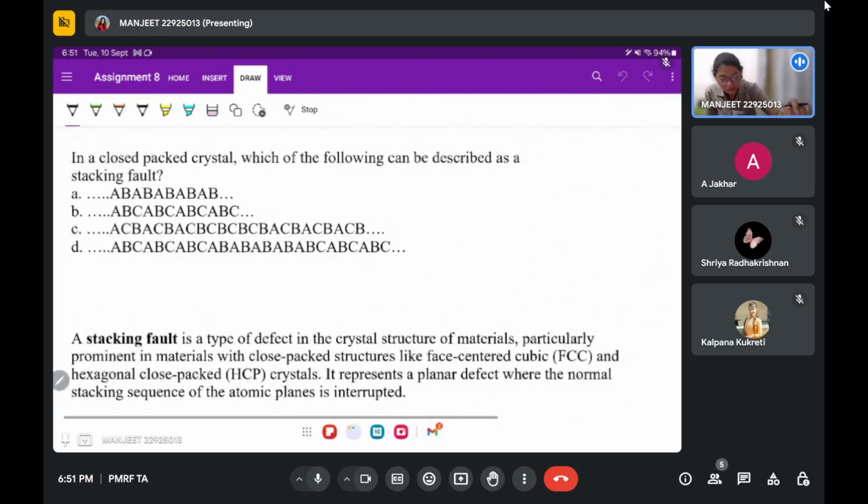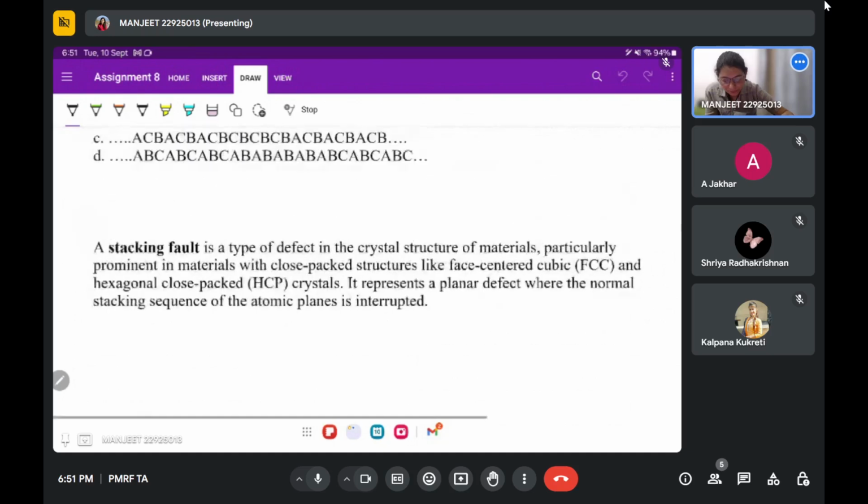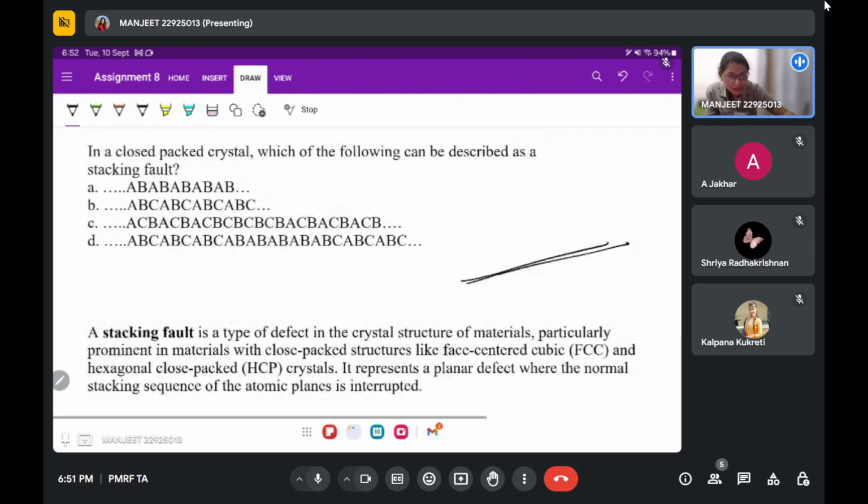So what is the stacking fault? A stacking fault is a defect in the crystal structure of the material, particularly prominent in materials with close packed structures like FCC or HCP, and it represents a planar defect where the normal stacking sequence of the atomic planes is interrupted. If there is a regular repetition, there will be no stacking fault. If there is irregularity, we can say this is a defect in the crystal structure.